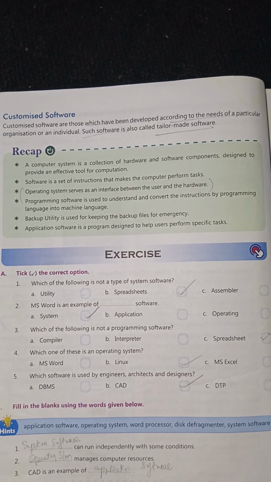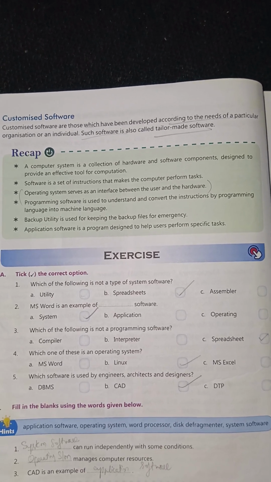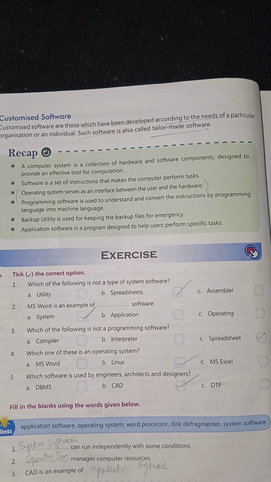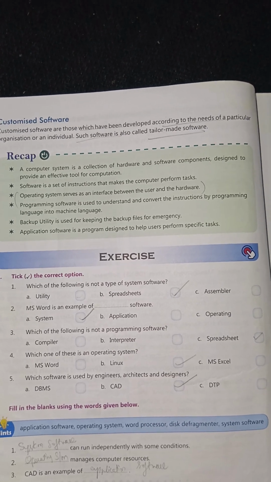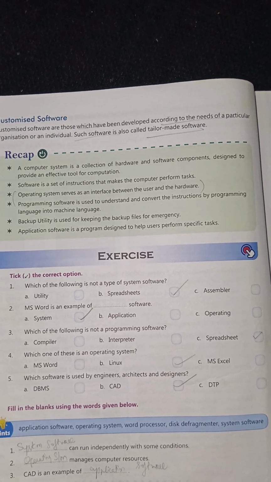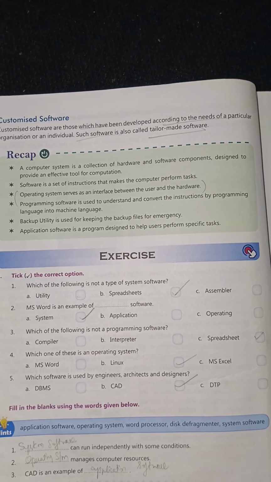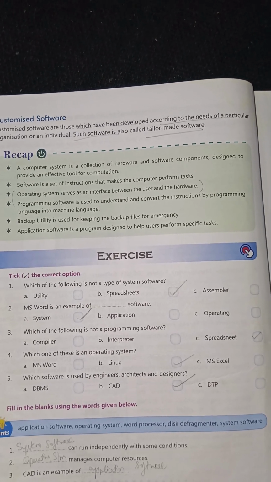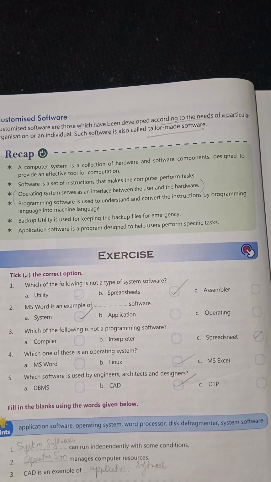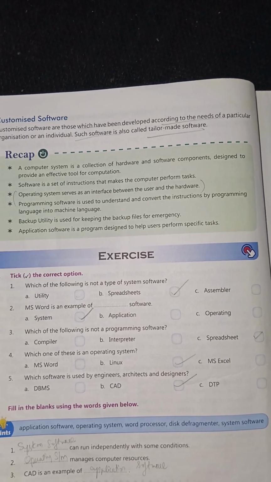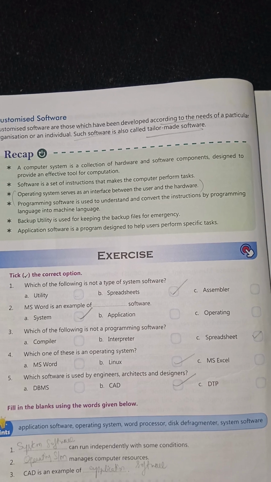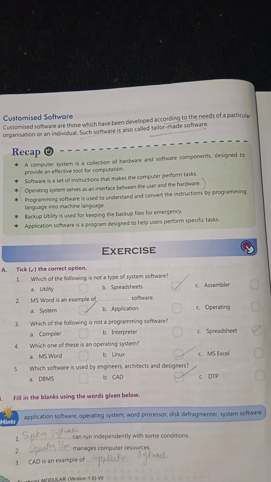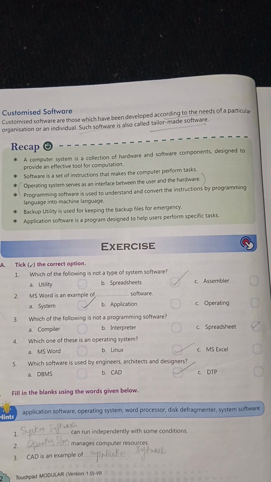Exercise part. Tick the correct option. Which of the following is not a type of system software? Answer: spreadsheet. MS Word is an example of application software. Which of the following is not a programming software? Spreadsheet. Which one of these is an operating system? Linux. Which software is used by engineers, architects, and designers? CAD.